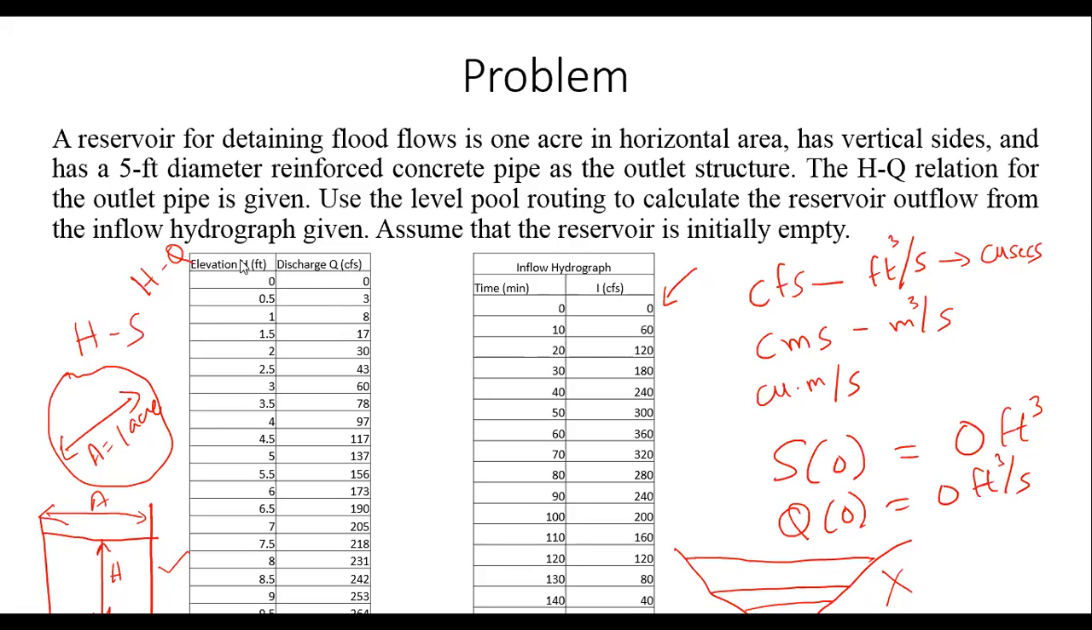Okay, so we've solved this problem. We've obtained the outflow hydrograph using the level pool routing method. There's nothing fundamentally difficult about it. It's just intensive in terms of computations and so on. And especially if you have to do a long problem, doing it by hand would be something very painful. So that's the kind of challenge in these kinds of problems.